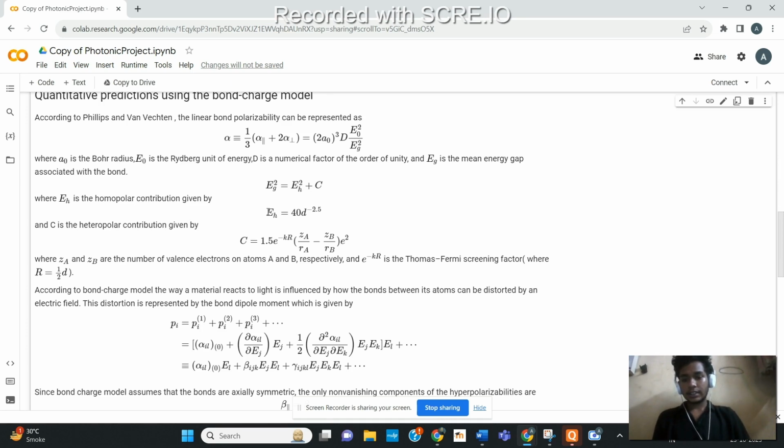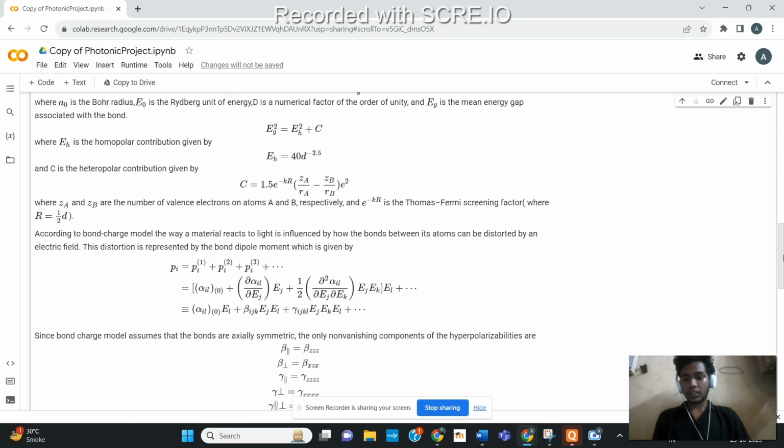Here, Eh is measured in electron volts and D is measured in Angstrom. And here Za and Zb are the number of valence electrons on atoms A and B respectively, and e^(-kr) is the Thomas-Fermi screening factor with r equal to half d, which is half of the bond length.